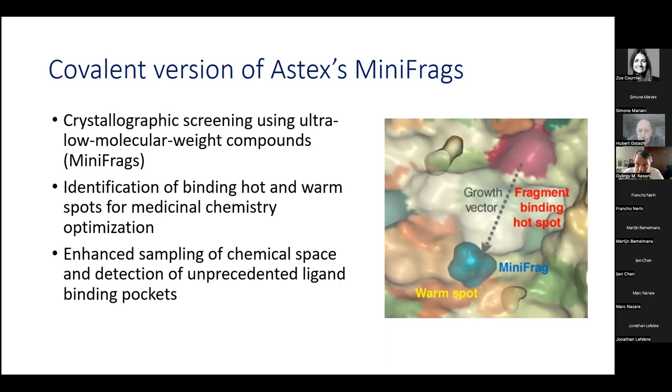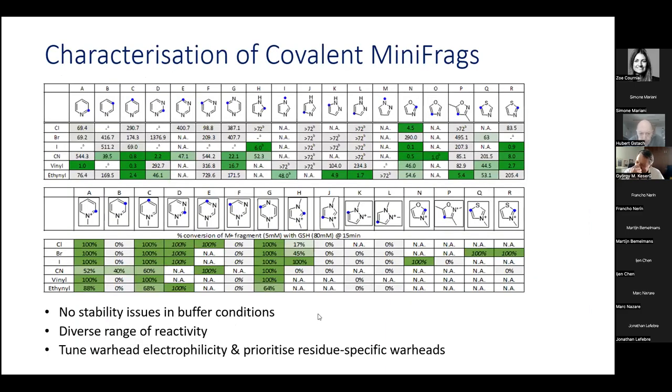Astex demonstrated that minifrags are especially well suited to sample the chemical space and to detect unprecedented ligand binding pockets, and more specifically, allosteric pockets. So therefore, we think that if we make Astex minifrags covalent in the form of electrophilic heterocycles, we can even enhance the mapping properties of these small fragments further, and we can replace X-ray screening by the simpler mass spectrometry-based screening campaigns. So here I show you the covalent minifrags we synthesized.